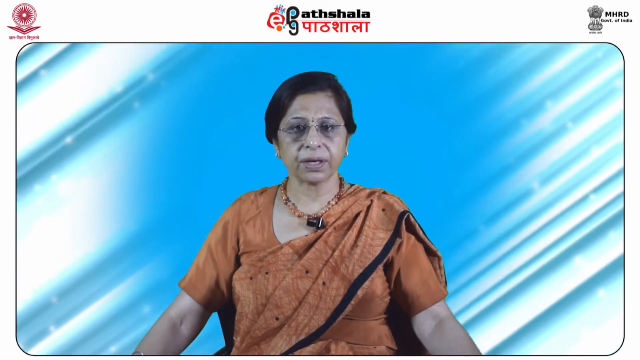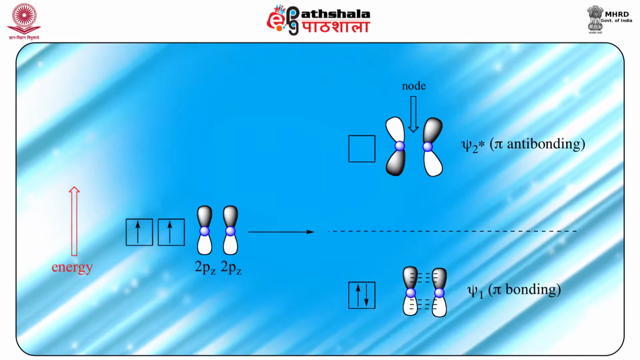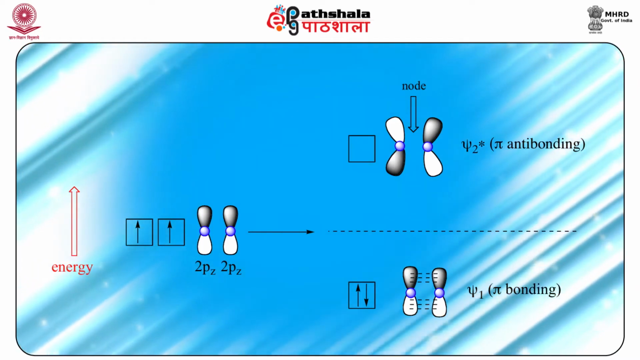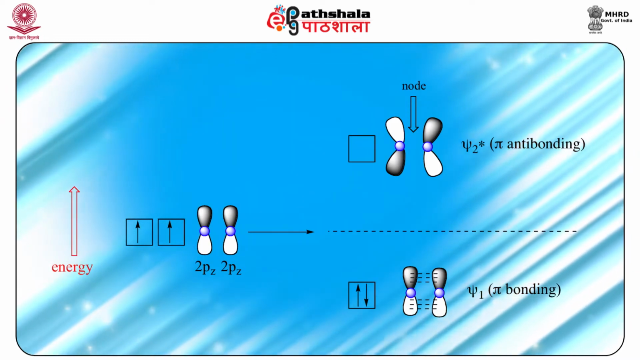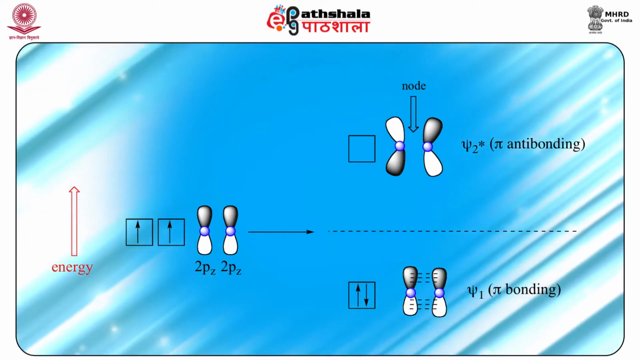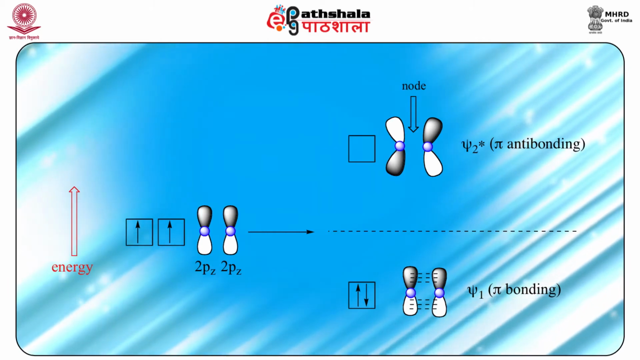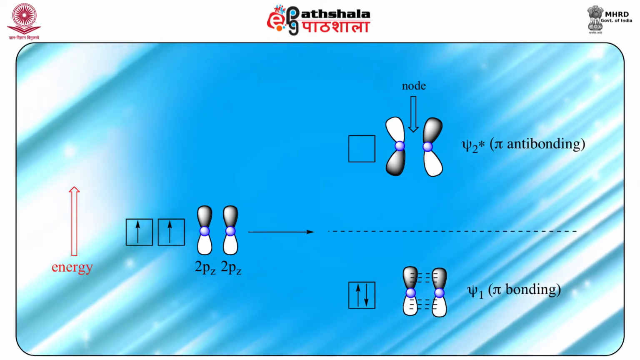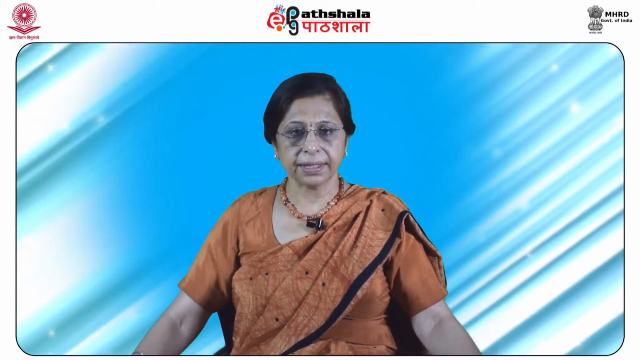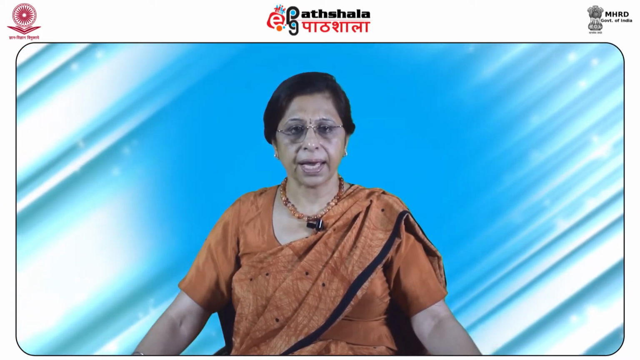Now, next type of transitions are pi to pi star transitions. This transition involves the excitation of electrons present in a pi bonding orbital to pi star antibonding molecular orbital. This transition requires a presence of unsaturated group in a molecule to take place, and is present in alkenes, carbonyl compounds, alkynes and azo compounds.